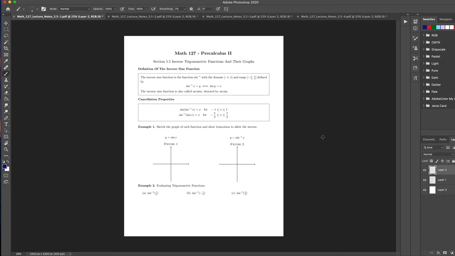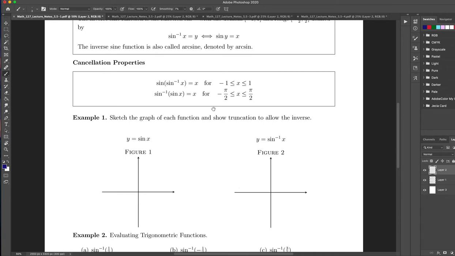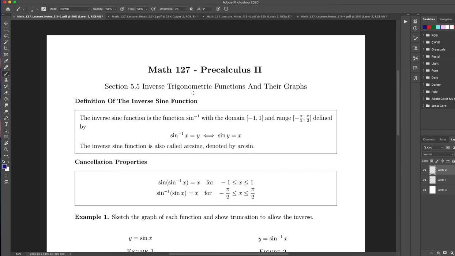For notes, we're going to be doing the last section in chapter 5, which is 5.5, inverse trigonometric functions and their graphs. Now that we've talked about all the functions, we're going to do all the inverses. So, the definition of the inverse sine.